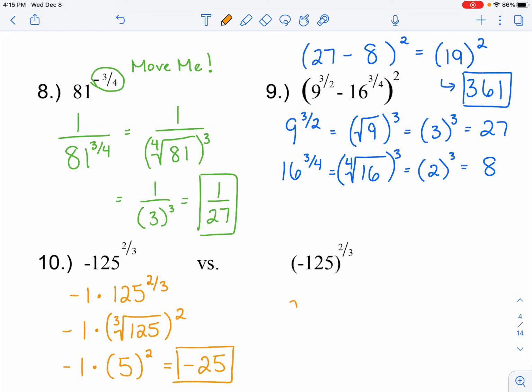Versus the parentheses. I do the cube root squared. The negative 125 has to stay negative 125. Cube root of negative 125 is negative 5, because negative 5 times negative 5 times negative 5 is negative 125. Square it, and you get positive 25 for a final answer. Okay? So that's evaluating numerical expressions that have rational exponents involved.